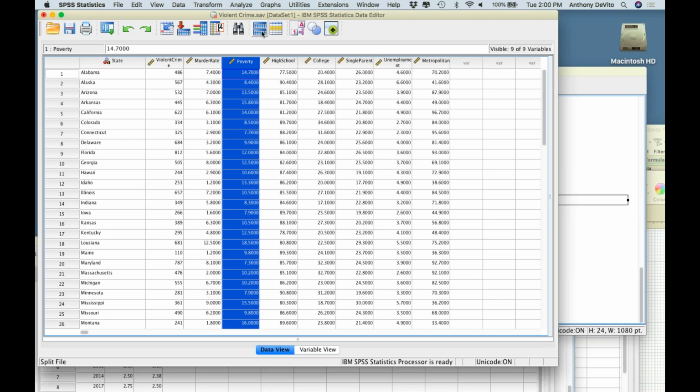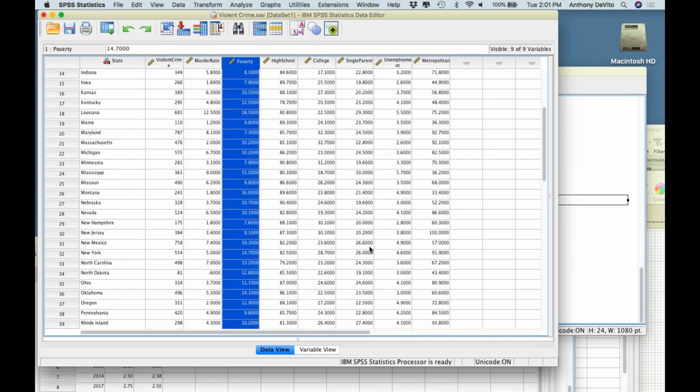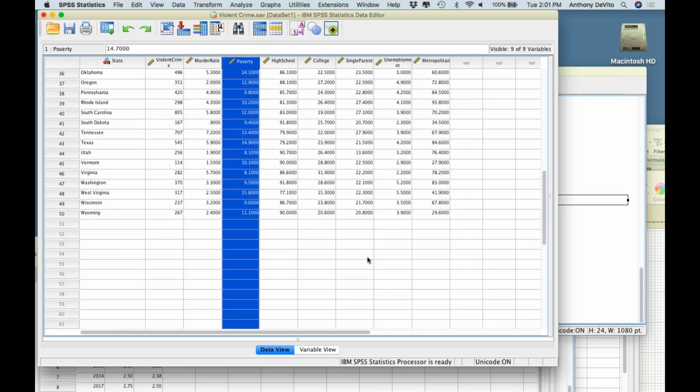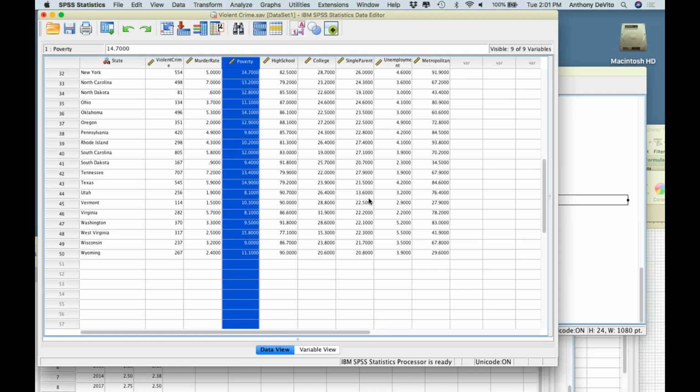Yes. Single parent household and poverty. Okay. So in other words, each one of these represents for that state what the rates are. So for some states, Illinois, 21.9% of the families there are single parent households, and their poverty rate was 10.5%. And so on. In Louisiana, 29.3% of the families are single parent households. What's low? That's a low one. Utah, 13.6% are single parent households.